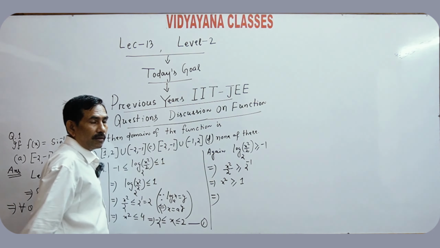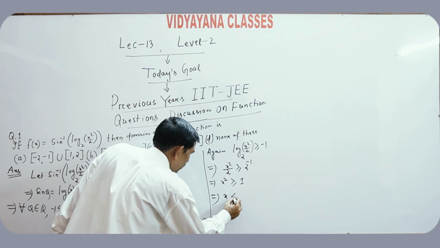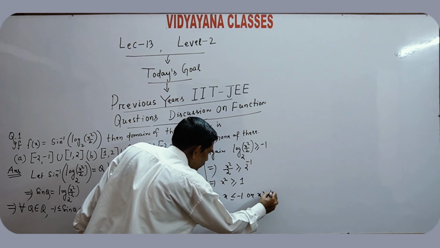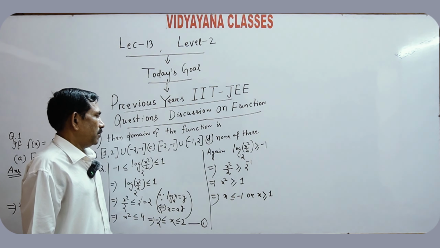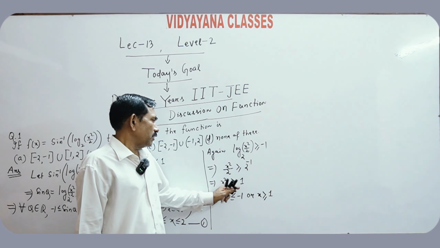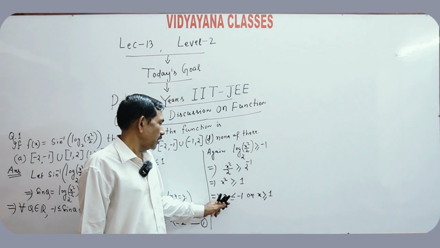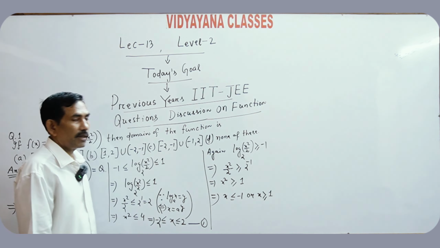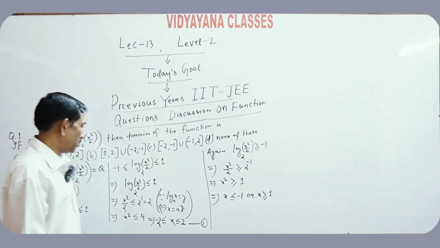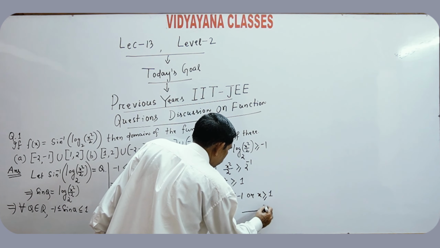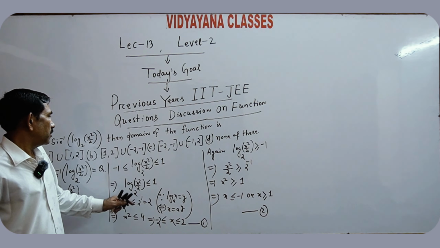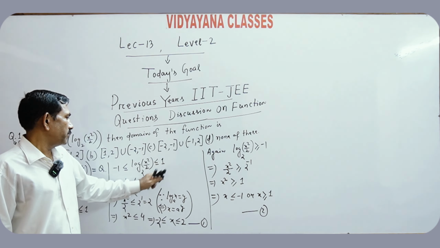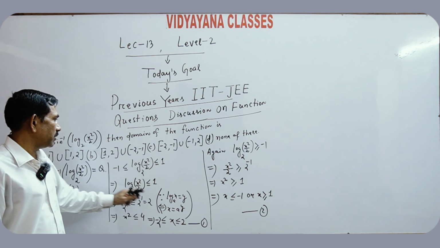This implies x is less than or equal to minus 1 or x is greater than or equal to plus 1. If x squared is greater than or equal to 1, then x is less than or equal to minus 1 or x is greater than or equal to 1. Clear? It is case 2. This part gives this and this part gives this.